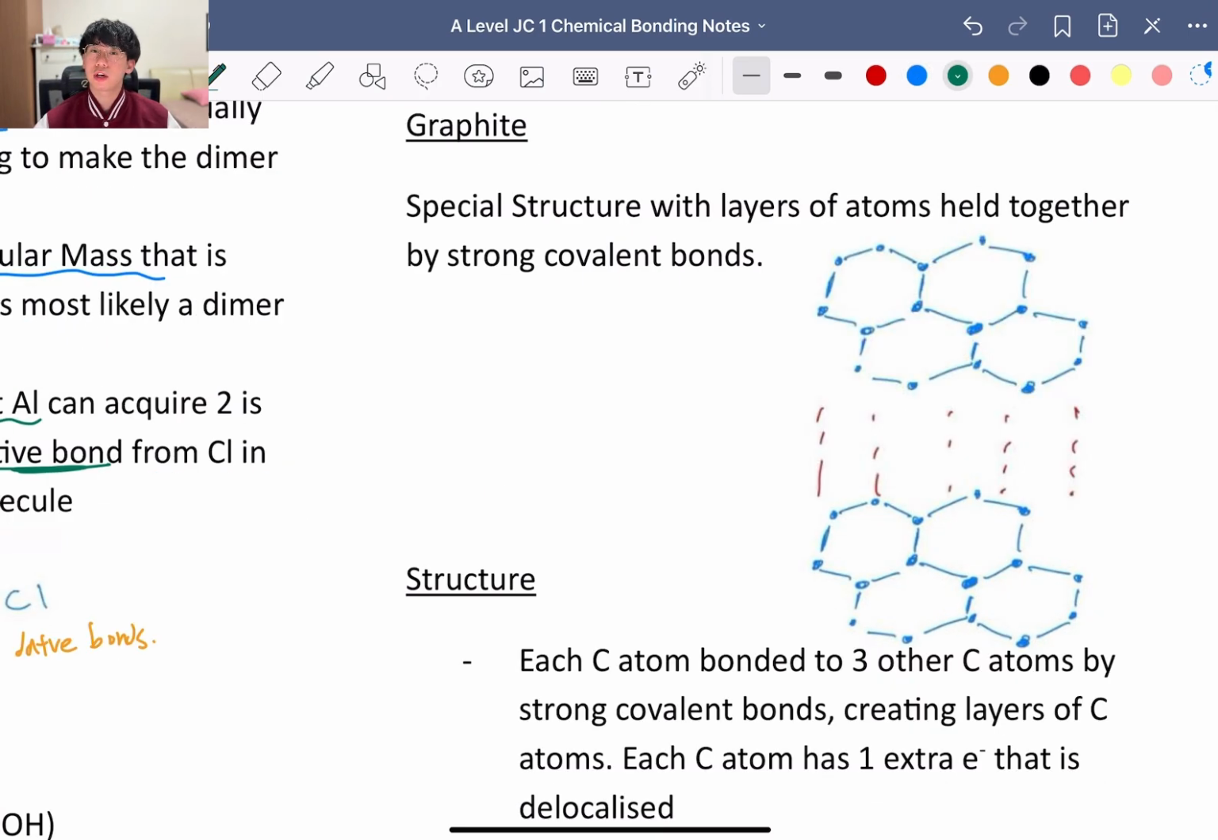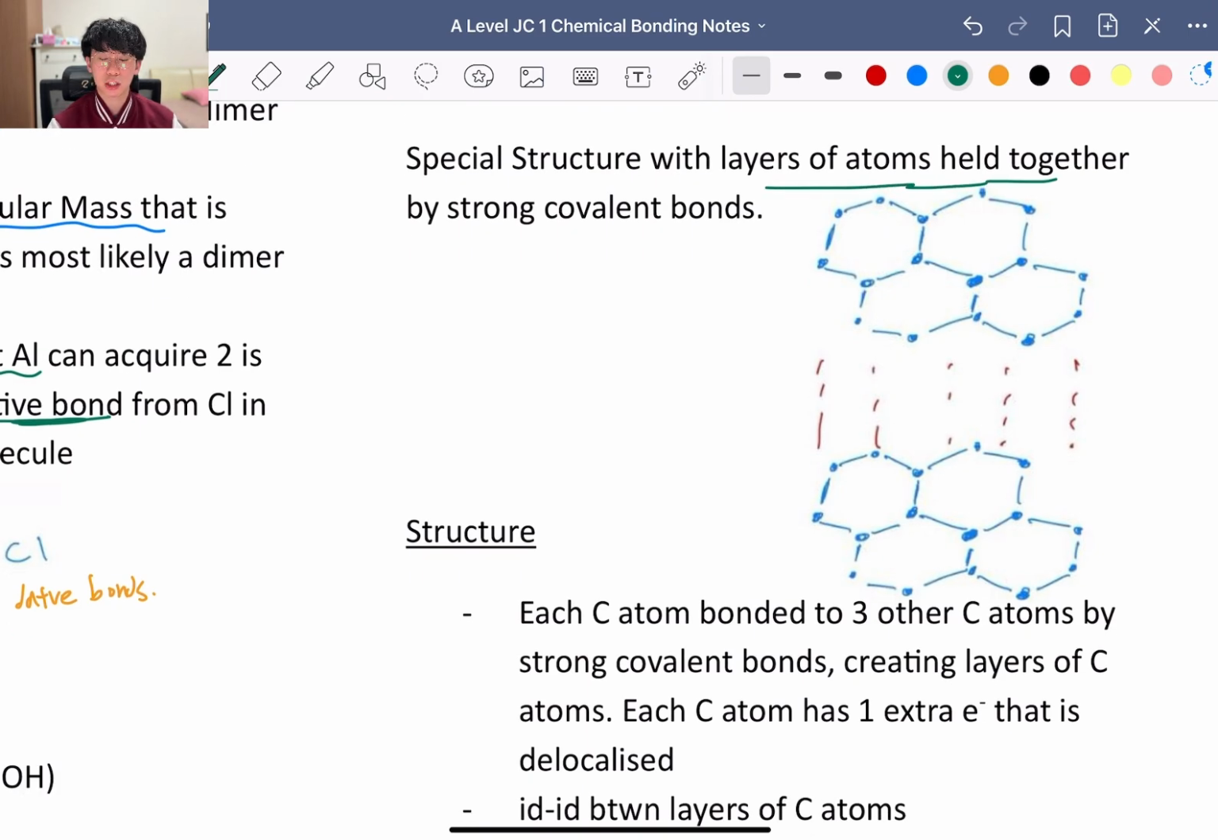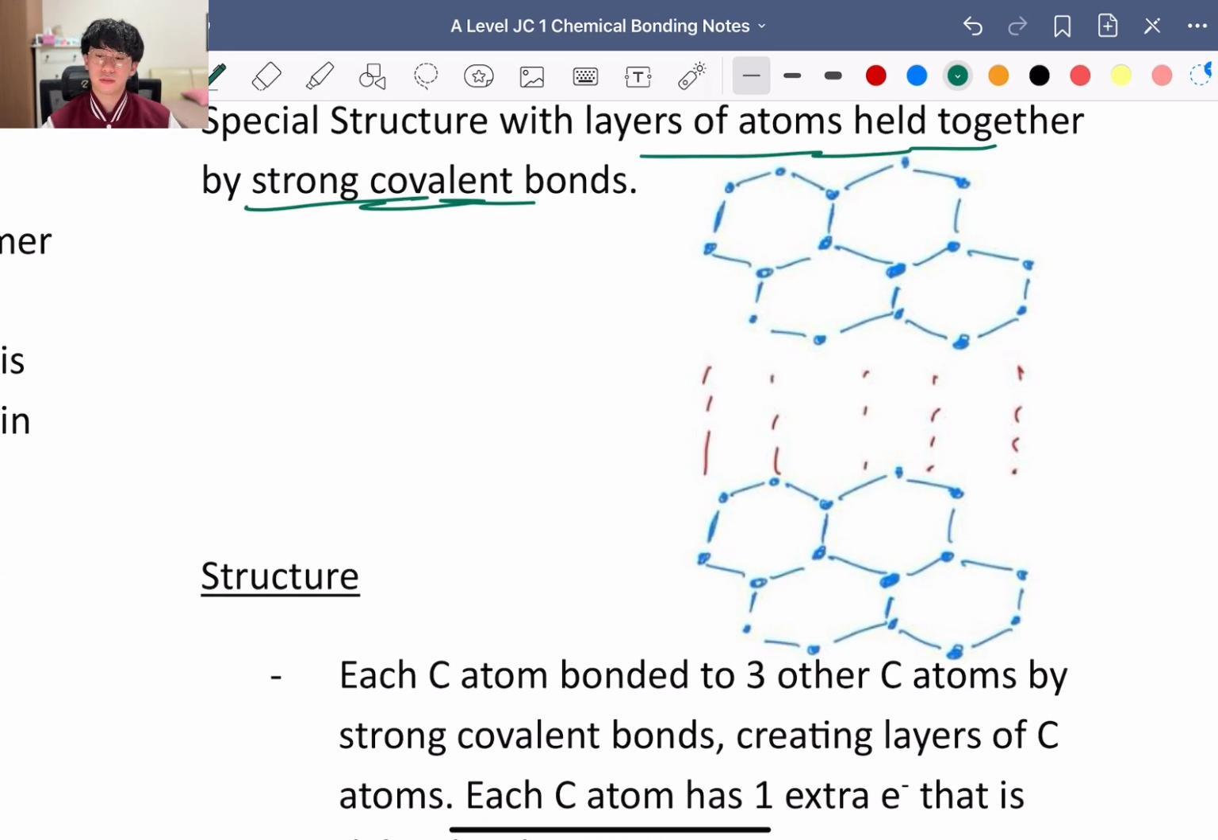Special cases of giant molecular structures, another structure within that, is graphite. So graphite is this special structure where you have layers of atoms held together by strong covalent bonds. You can see these hexagonal rings, and each dot over here is a carbon atom. Usually carbon would have 4 bonds, as you can see with diamond, but in graphite they only have 3 bonds. And that's the amazing thing about graphite, that a very stable structure comes out of it. It is just called an allotrope, because graphite is also carbon and diamond is also carbon, but they have very different structures.